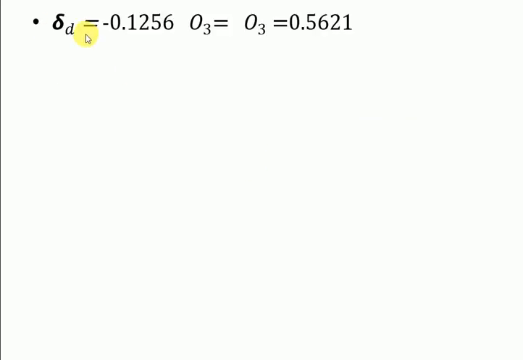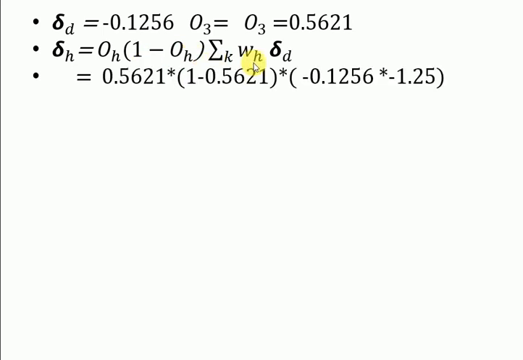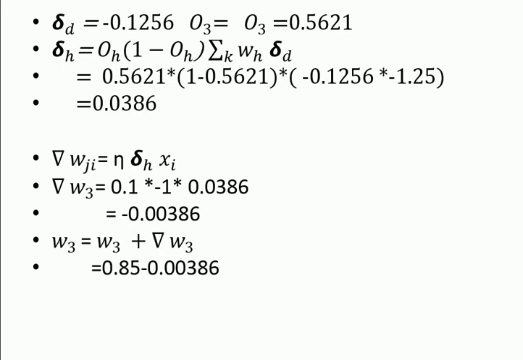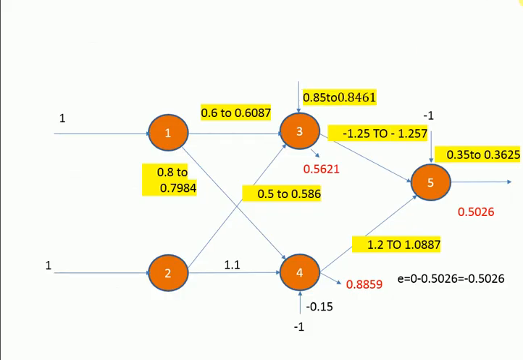And now delta D equals minus 0.156, and big O of 3 is 0.5621. So delta H equals O of H into 1 minus O of H into sigma W H into delta H, and this value is calculated, and W3 you get 0.85 is changed to 0.8461. So this value is changed to 0.8461.